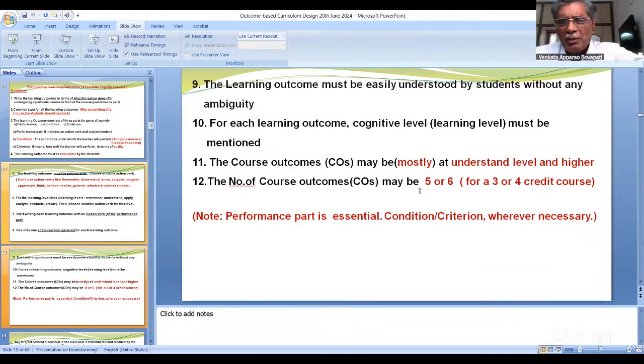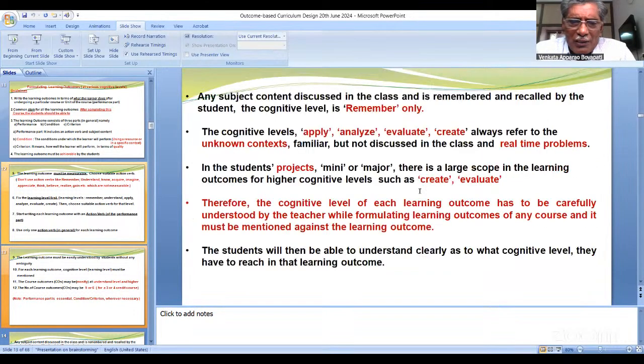Some courses may require 5 units. Some courses may require 6 units. You can give the range of units, 4 to 6 units or 5 to 6 units. Course outcomes, 5 to 6 course outcomes for a 3 or 4 credit course. These are the 12 guidelines, right? So please apply these 12 guidelines. You can develop standard course outcomes for any given course, right?